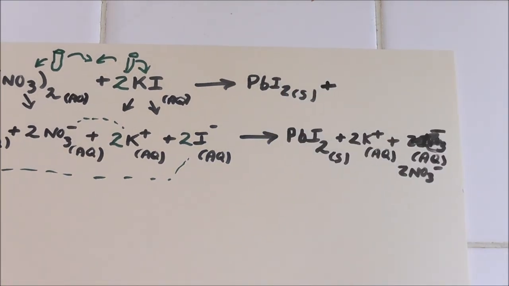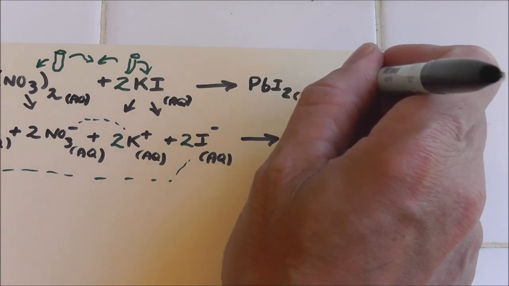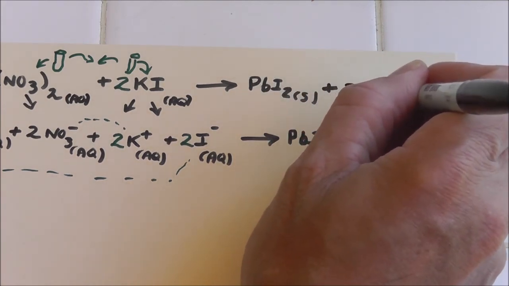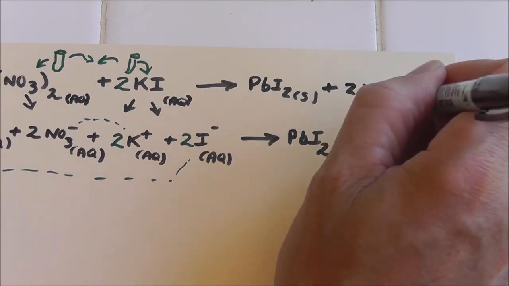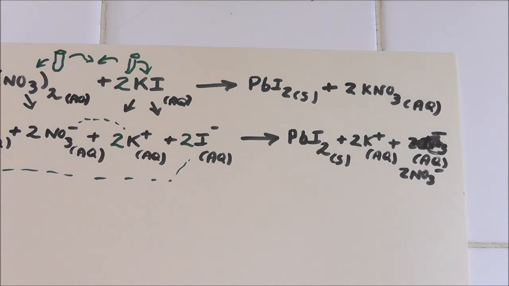Now in the molecular form this would appear this way. And remember, the molecular form is the less truthful form that is sort of shorter. 2KNO3 aqueous. So our molecular form and our ionic form are both all done.